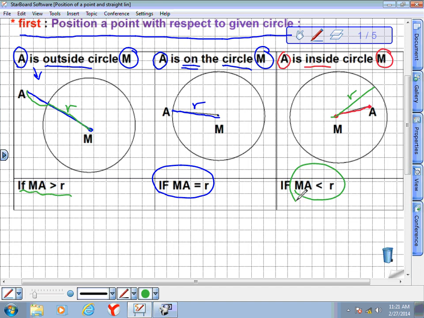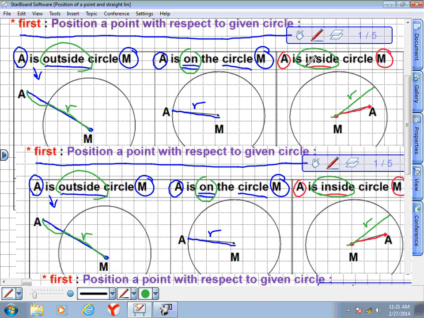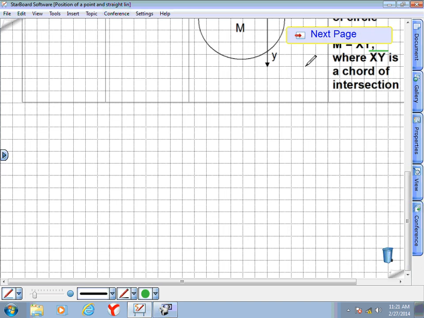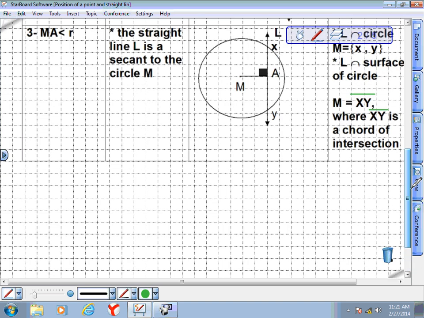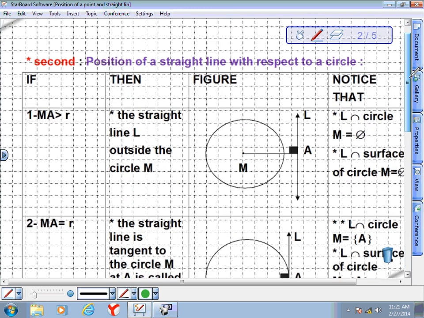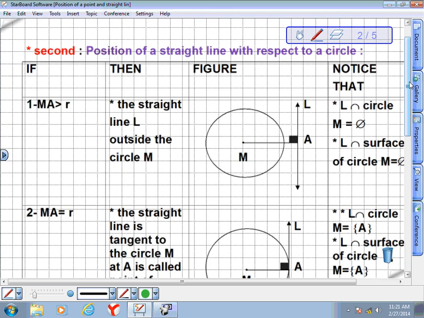So we have known now the three relations between the point A and circle M in different positions: outside the circle, on the circle, inside the circle. We will go for the second relations between the circle and a straight line. Now we will talk about the positions or different positions of a straight line with respect to a circle.